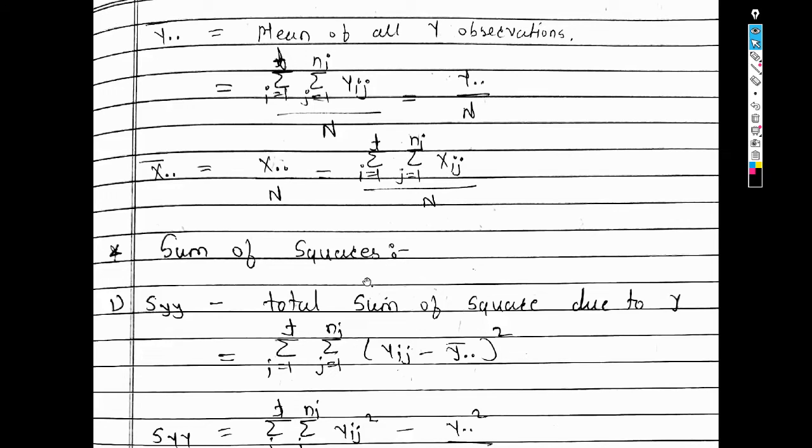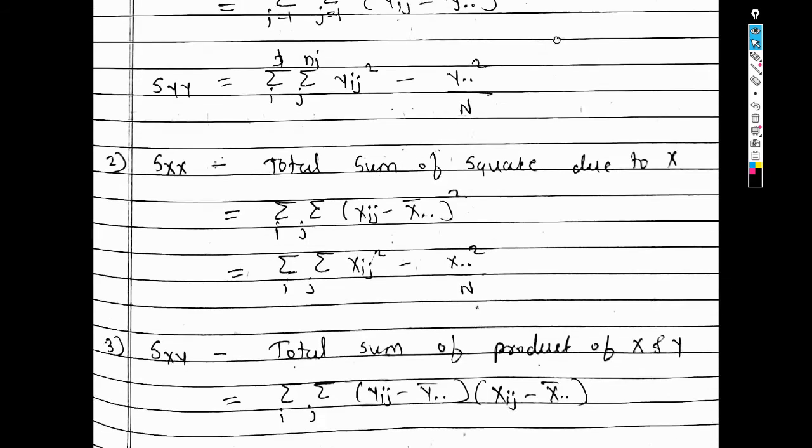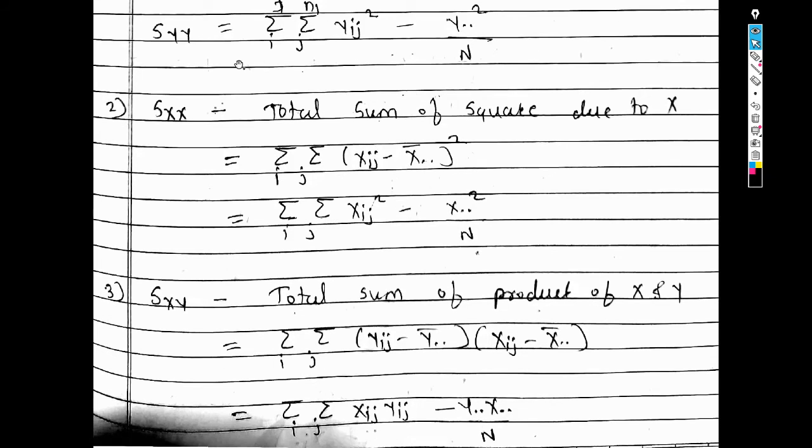Now we will discuss sum of squares. So what is Syy? Syy is the total sum of squares due to y observations. And how do we find this? It is the summation over i, summation over j of (yij minus y dot dot bar) whole squared. In terms of the correction factor it can be written as Syy equals the summation of yij squared minus the correction factor, that is y dot dot squared divided by capital N.